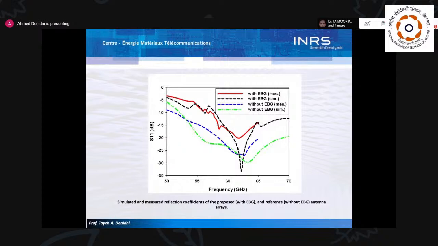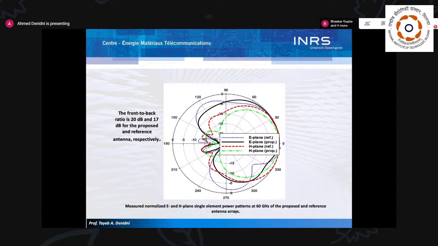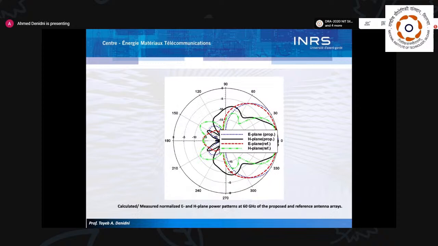And we can see with EBG and without EBG, this represents S11. And this is S21. This is without the EBG, you can see. And this is with the EBG, and we can see that if we introduce an EBG structure between these dielectric resonators, we can improve the isolation hugely, which is S21. This is one application, and here is just the radiation pattern, we can see with and without in each plane.